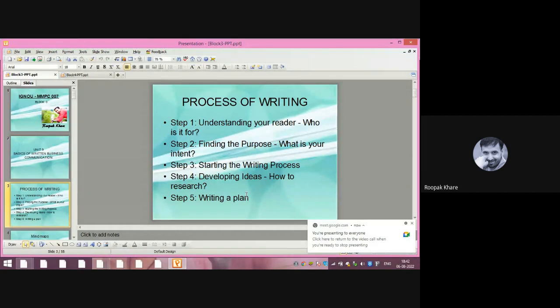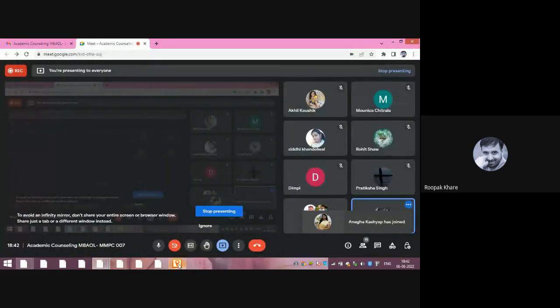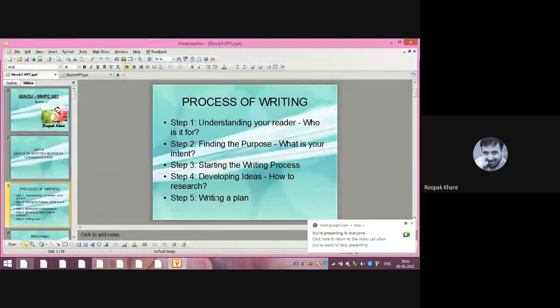Step number three is starting with the writing process. So once you understand who the reader is and what your purpose is, you'll start the writing process. How do you do that? Obviously there are the physical things that are required. If you're doing it on a digital gadget, if it is a mobile or a laptop, a computer, you set that up, right? And then if it is in writing, on paper, you get your stationery and things, you get into the mood, write at the set space, all that.